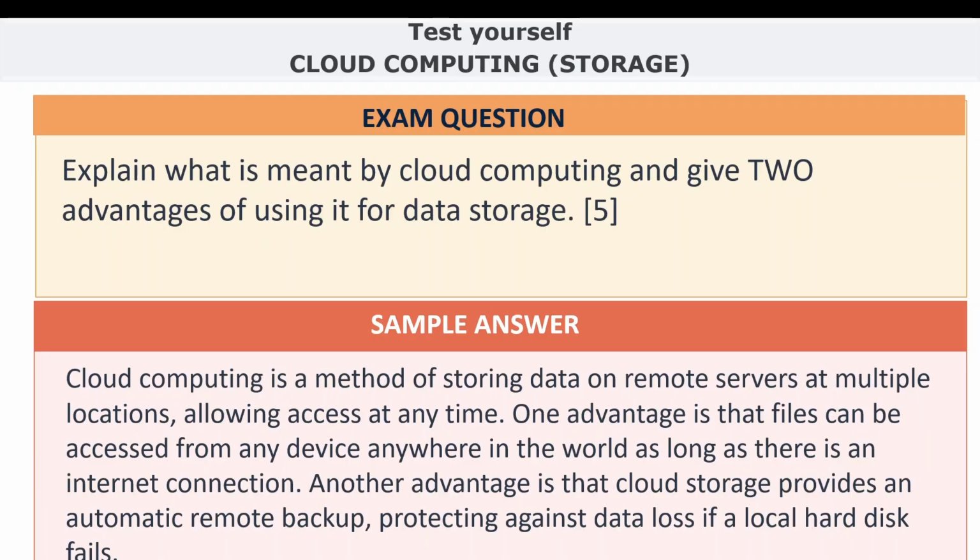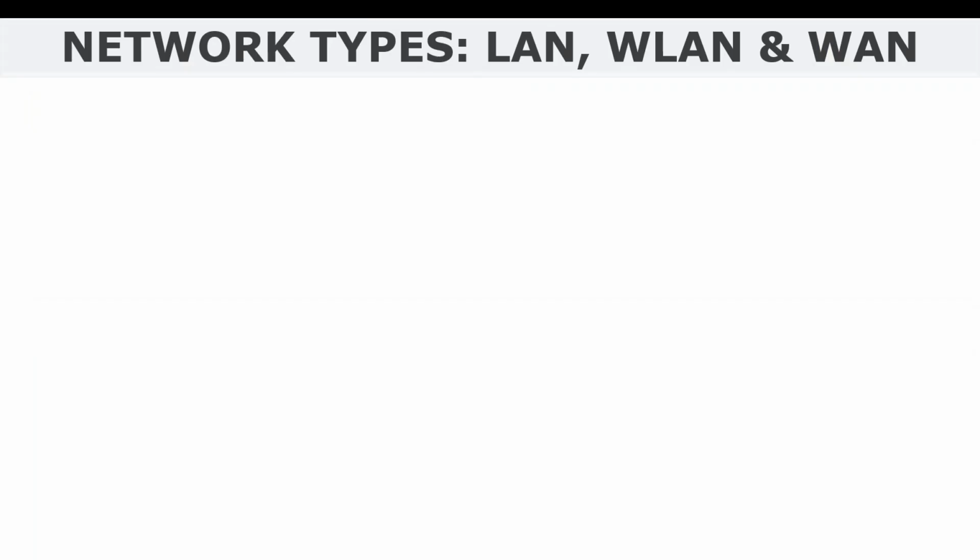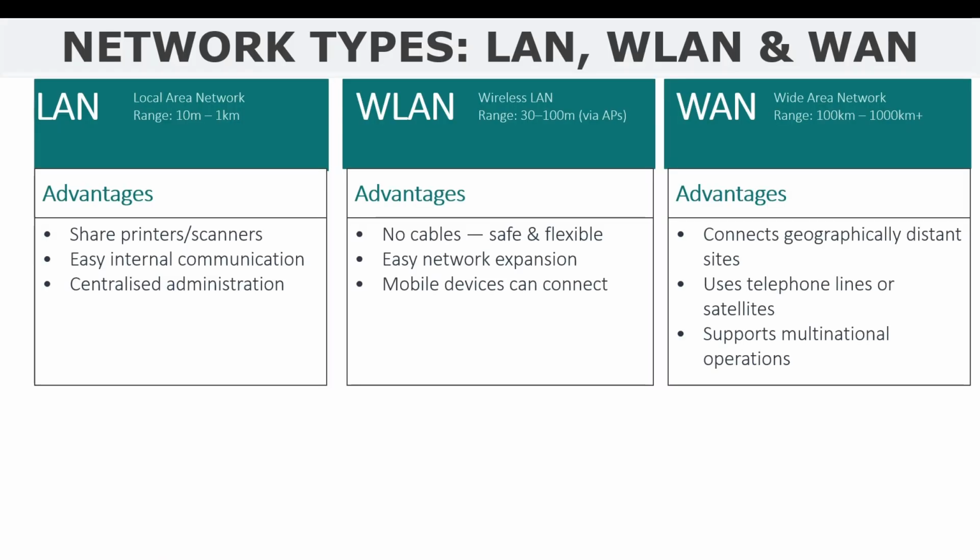All right. So that takes us to network types, which are LANs, WLANs, and WANs. So basically, LAN means local area network, whilst WLAN is a wireless local area network, and then the WAN is a wide area network. They have different ranges at which data can be transmitted. Within 10 meters to 1 kilometer for the local area network, and then 30 to 100 meters for the wireless. And then we have 100 kilometers to about 1,000 kilometers plus for the wide area network.